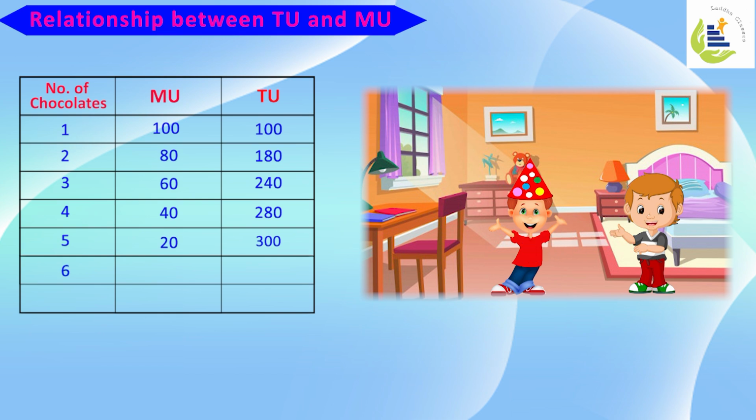But he was 100% satisfied. So the additional benefit derived from the next chocolate was 0. So the total utility was the same, 300 units, and the added utility for the sixth chocolate was 0.